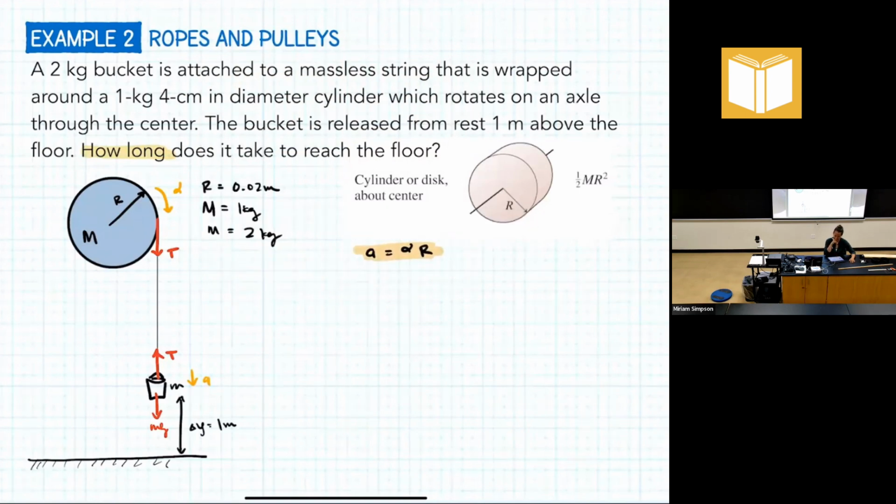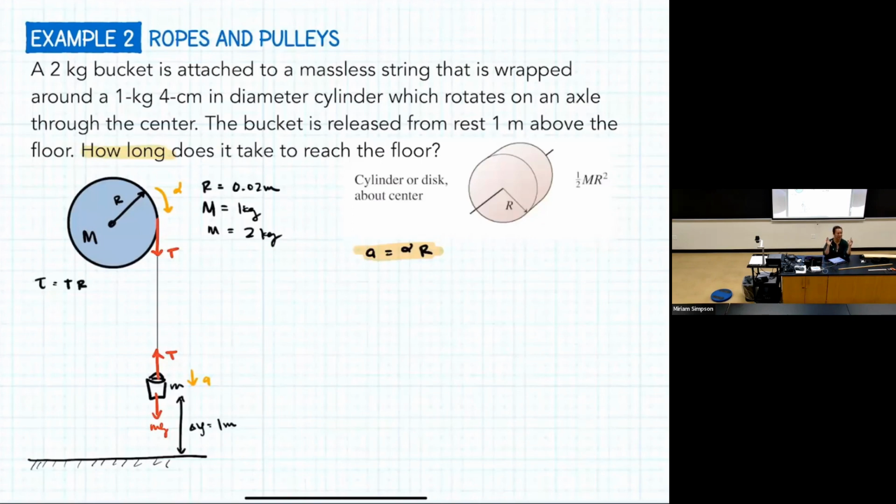All right, let's start by calculating some torques and forces, okay? So let's say, what's the net torque on your cylinder? Like, what is the torque on the cylinder? It's only one force, right? How do you calculate the torque? Tension. So torque is going to be T times R.